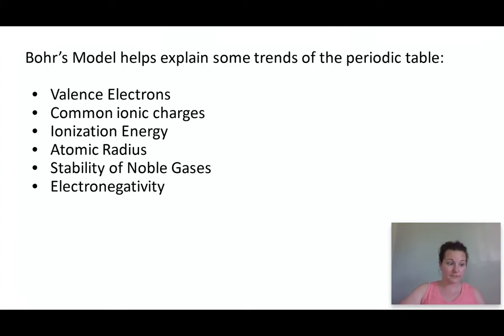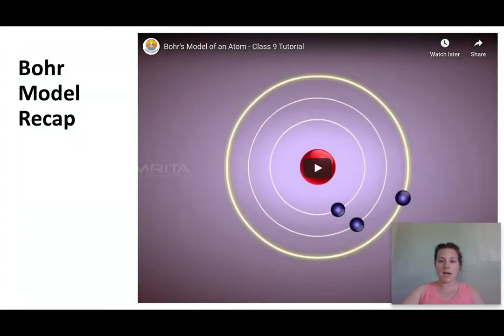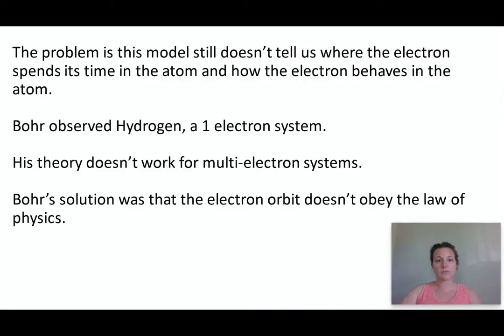that we analyzed in depth last year. If you want, you can pause this lesson and recap the Bohr model by looking at the video that is in your slides and also in your HyperDoc. The problem with this model is it still doesn't tell us where the electron spends its time in the atom and how the electron behaves in the atom, because Bohr only observed hydrogen, which is a one electron system. His theory actually did not work for multi-electron systems.